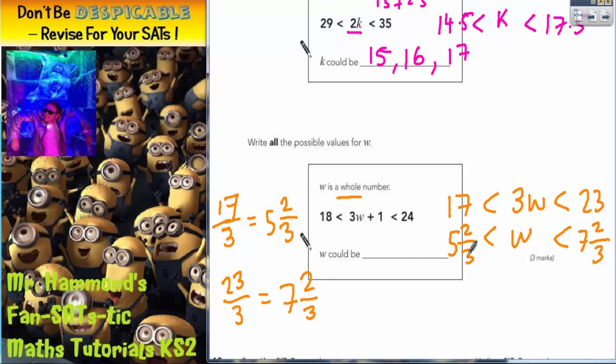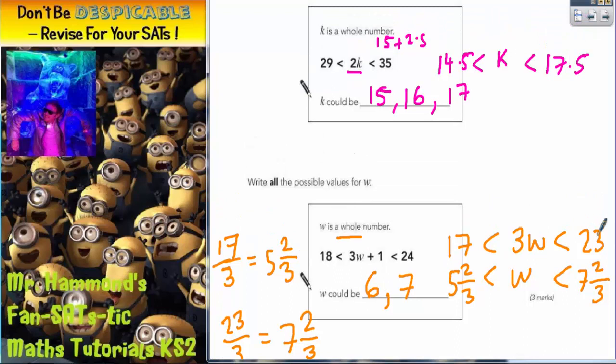So which whole numbers lie between 5 and 2/3 and 7 and 2/3? Well, if you round 5 and 2/3 up to the next whole number, we would get 6. Then obviously we're going to be able to have 7. And we can't go to 8 because 8 is bigger than 7 and 2/3 and w has to be less than that. So the only two answers we can have are 6 and 7.